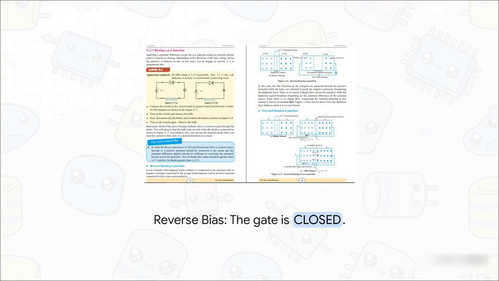If we hook up a battery like this, positive side to the N-type, negative to the p-type, something kind of weird happens. The battery actually pulls those free electrons and holes away from that middle junction. That barrier between them gets wider and wider, and boom, no electricity can flow. The gate is slammed shut.